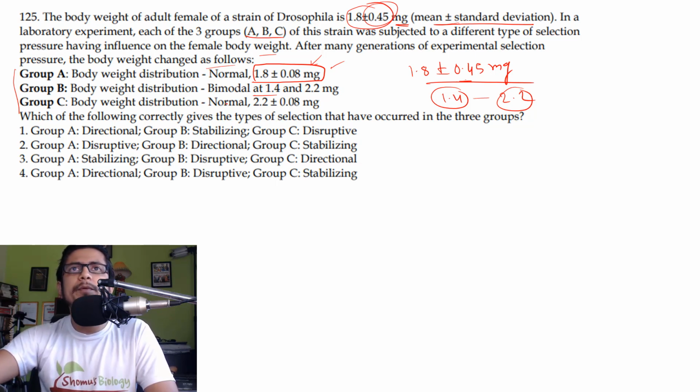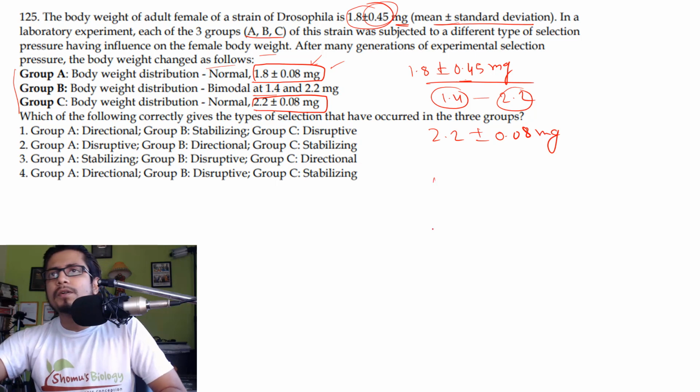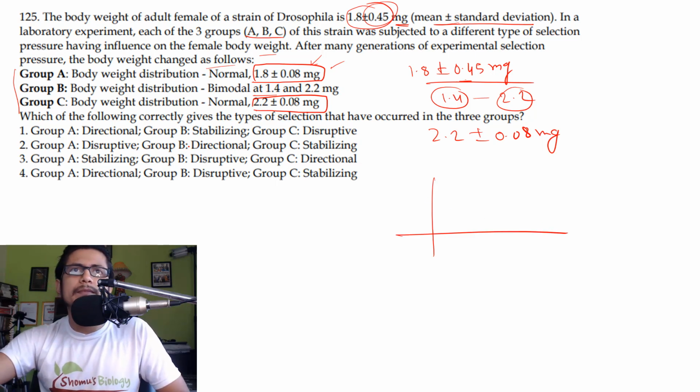The body weight distribution for group C has 2.2, much increased, plus minus 0.08 milligram. So the question is all about directional, stabilizing and disruptive selection, and we have to find out which is which. So how to find it out? We know that in stabilizing selection, the value will remain as it is.